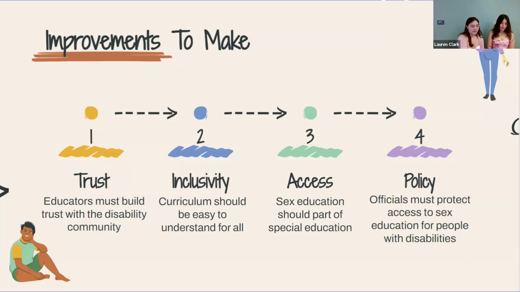And then policy. Officials must protect access to sex education for people with disabilities. So politicians and school boards, basically just the people who have the power to make the change in policies, need to advocate for these things.